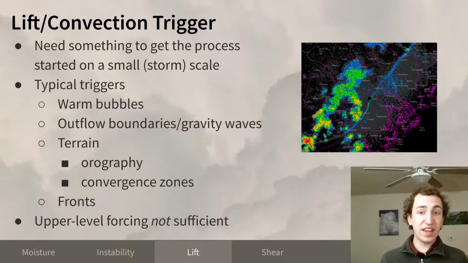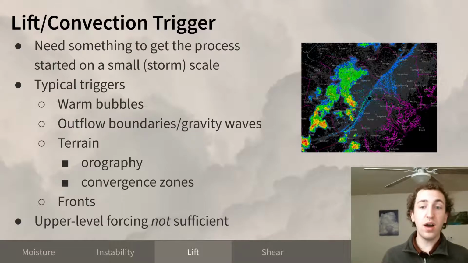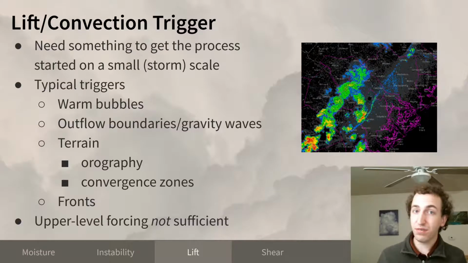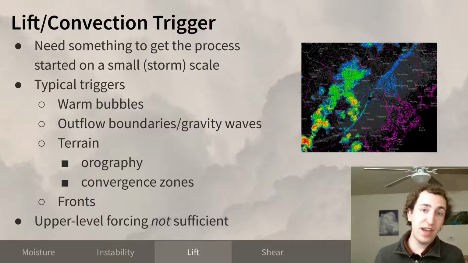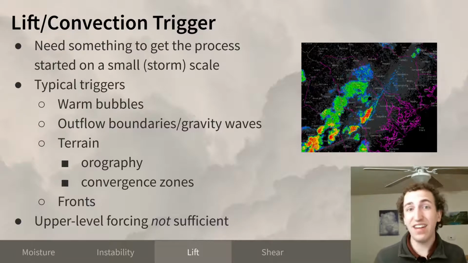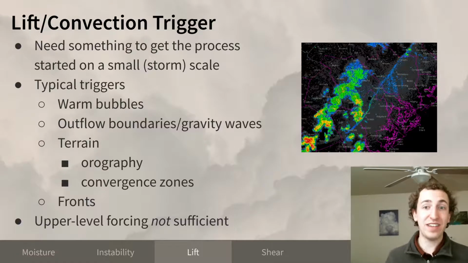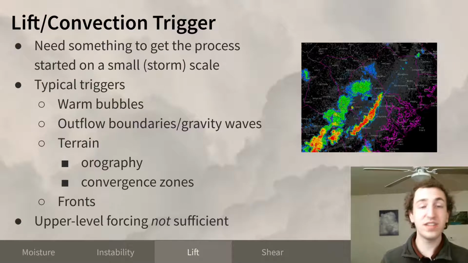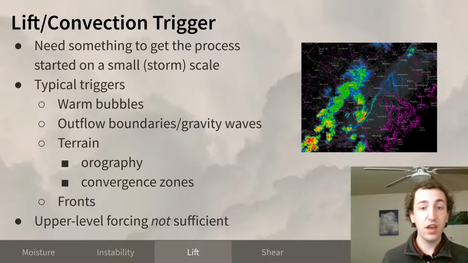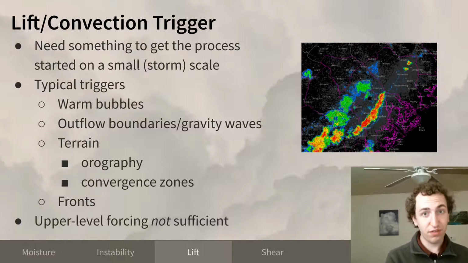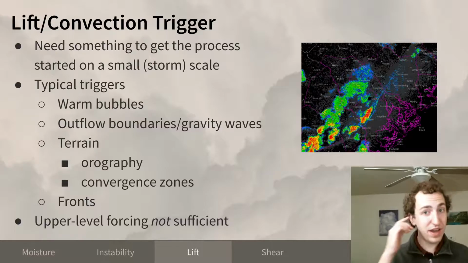The one thing that you may think, because it's upward motion, is upper level forcing from troughs and ridges. You may think, oh, that's upward motion, maybe that can trigger it. That's not high enough magnitude and isn't close enough to the surface to actually act as a trigger. So it does not work to have upper level forcing be a convection trigger. It still is useful, though, for thunderstorm development, but not as a trigger.